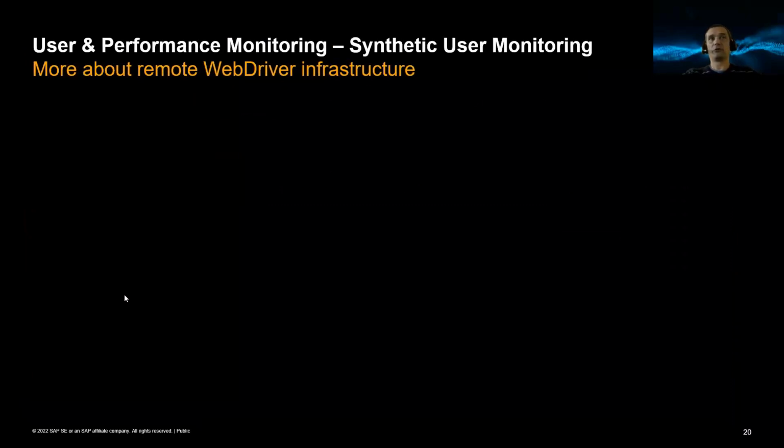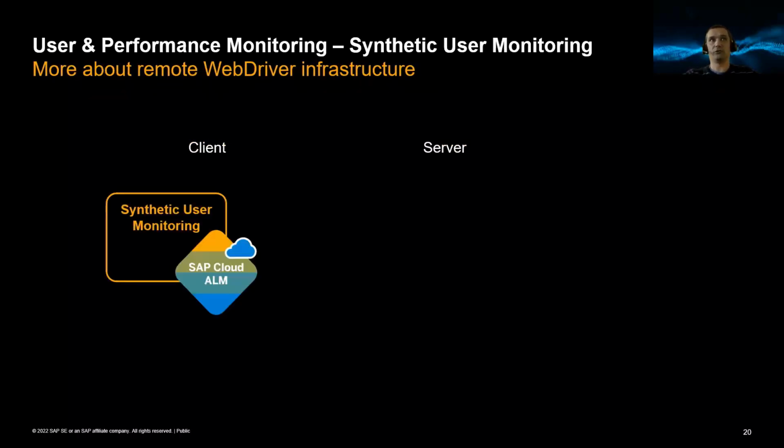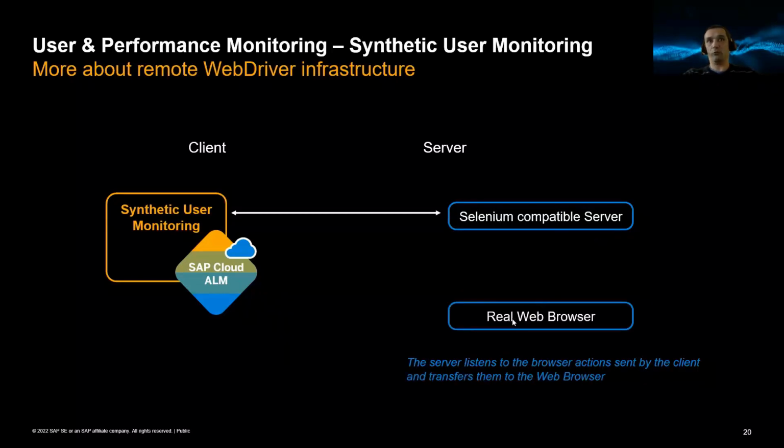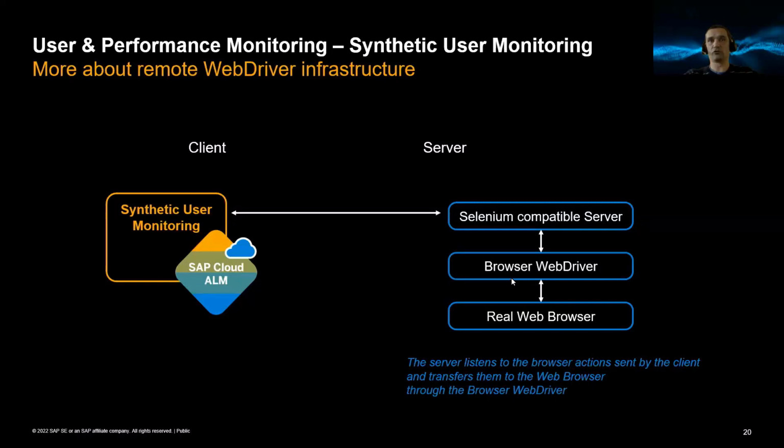A few words about the WebDriver infrastructure, because you might wonder what it is in reality. It's pretty much a client-server architecture. In this architecture, the client is synthetic user monitoring running on SAP Cloud ALM. And this client talks to and sends the actions to be performed to a server, more exactly to a Selenium compatible server. This Selenium compatible server will operate the real web browser, so Chrome, Edge, Firefox, through the corresponding browser WebDriver.